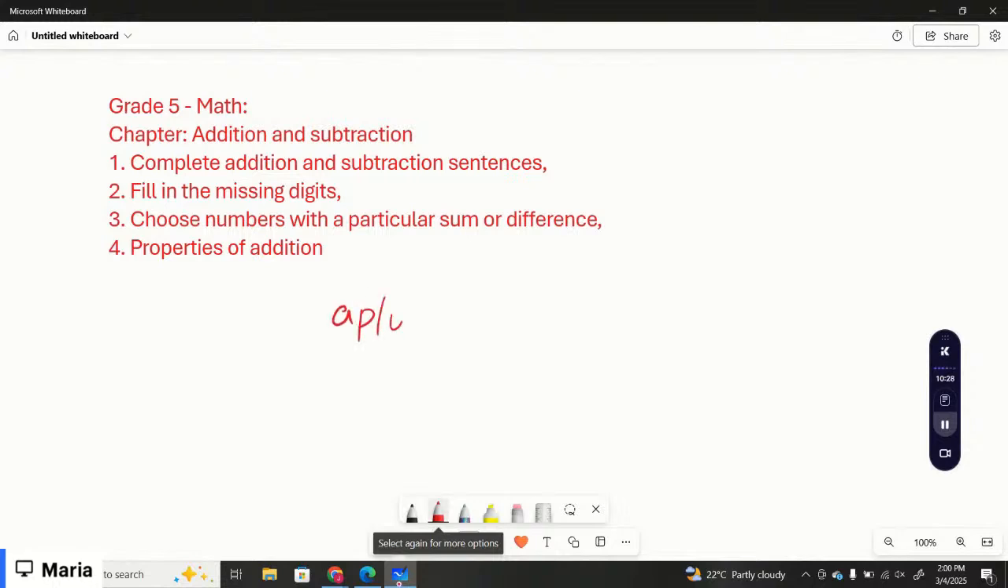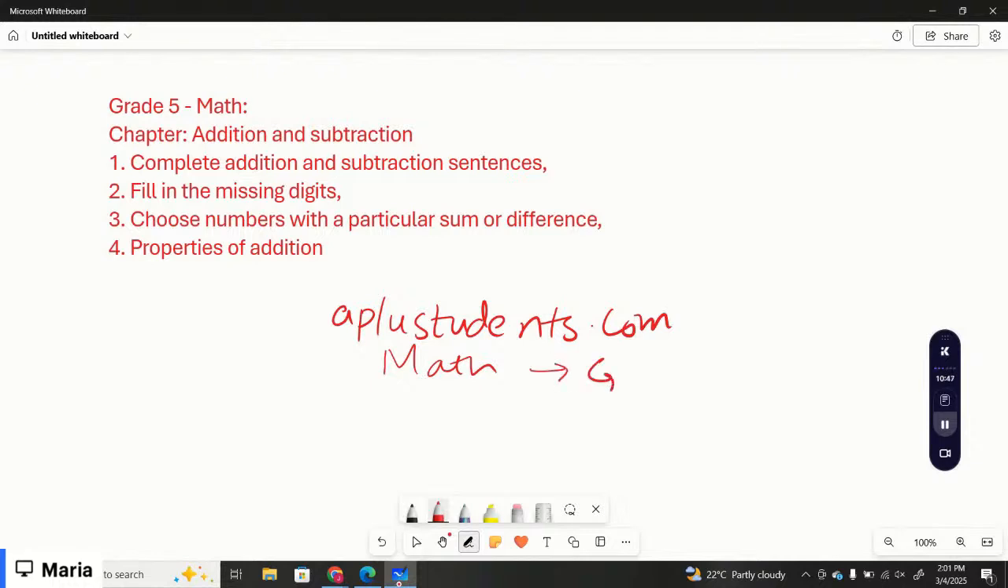You can find all the lessons on aplustudents.com. You have to log in there using your email address and password as provided by the administrator. Then you have to select math from the subject tab, scroll down to grade 5 math, and then click on view all lessons. There you can find a list of chapters.